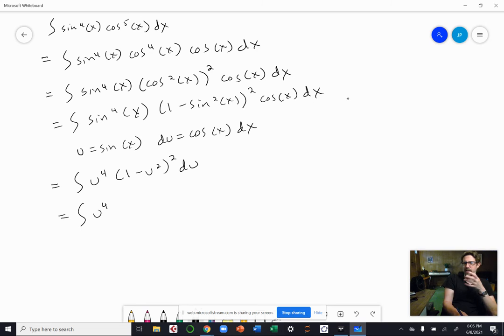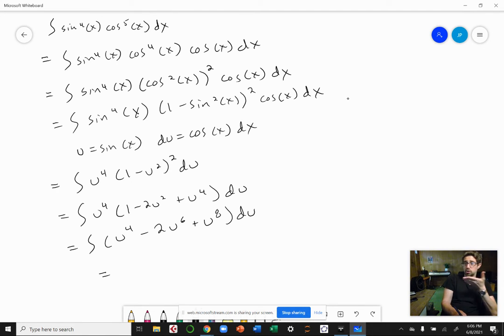So first, you can't do it yet. You have to actually square this stuff out. So let's see, 1 minus u squared, squared is 1 minus 2u squared plus u to the fourth. And then we have to distribute that u to the fourth out. So you see what I mean? It's just a big polynomial. It's u to the fourth minus 2u to the sixth plus u to the eighth.